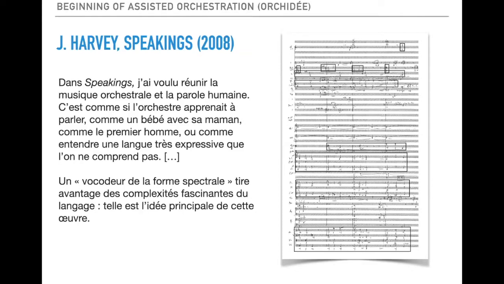So these three pieces, I would say, Mortuos Plango, Vivos Voco, then Metal Extensions, and then Speakings, are representatives of the early stage in which the analysis was done manually, and then the first stage in which the analysis is done in a static sense by Orchidea.